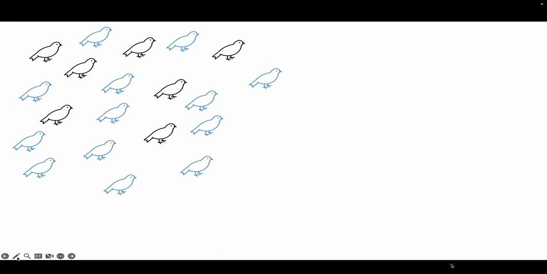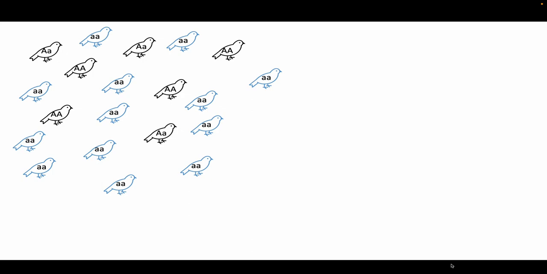So let's say we have a population of birds, and some of the birds are black and some of the birds are blue. And let's say that the black coloration is dominant to the blue coloration. So looking at these birds, we might wonder what their genotypes are. So if we looked inside at their genotypes, we might see something like this.